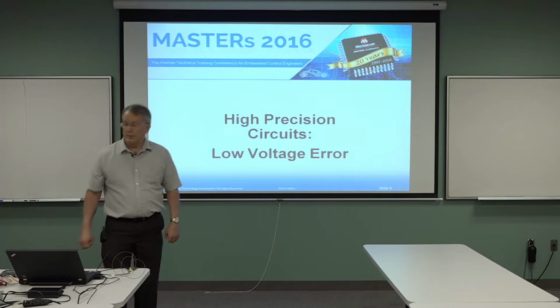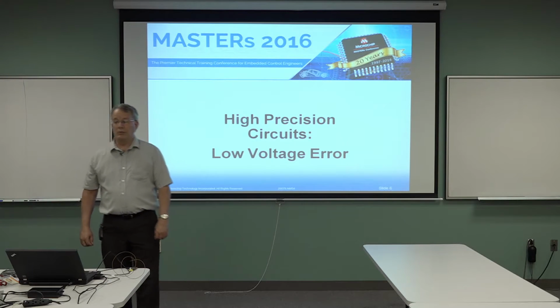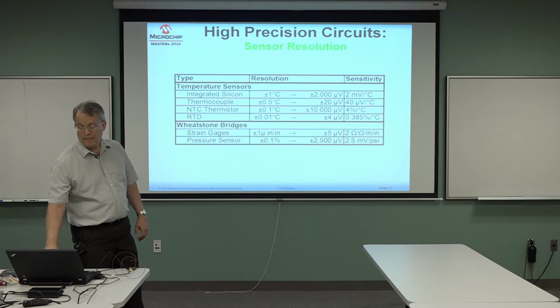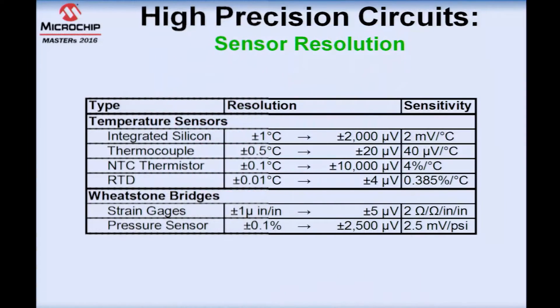So let's start with the high precision circuits that deal with voltage errors. To begin, we need to talk about different types of sensors. Here we talk about temperature sensors. You might get an integrated silicon sensor from a vendor, and they may give you like 2 millivolts per degree C resolution. That's fairly easy to measure. That's fairly easy to deal with.